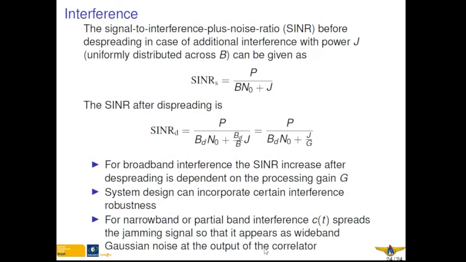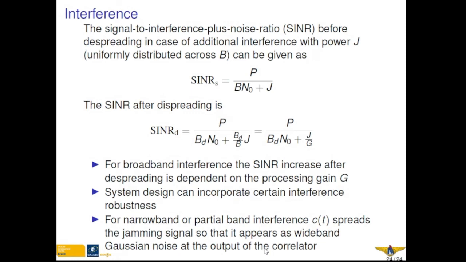And after despreading, we can see that now the processing gain is modifying the influence of this jamming, because the interference is independent from the desired signal, and thus the power is reduced by the processing gain. So this means that for broadband interference, the SINR increases after despreading.